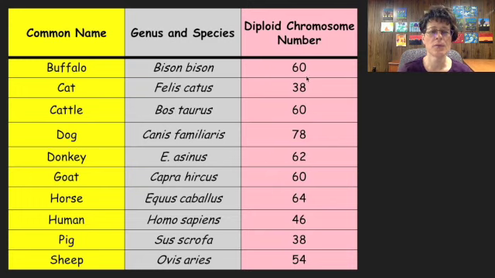For example, between a cat and a buffalo, okay? So it really varies depending upon the species. And you can see for humans right here, we have 46 diploid chromosomes.